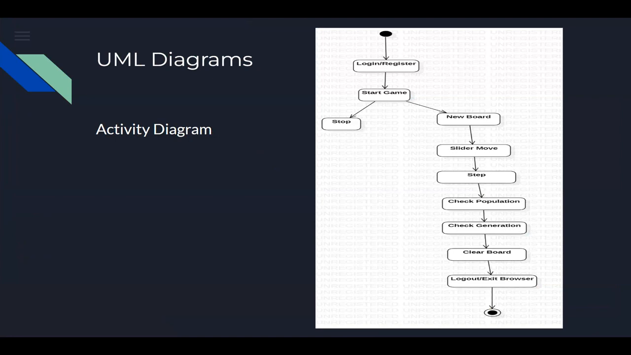We have chosen activity diagrams. Firstly, the user enters the page and can log in and register. Then he can go to start the game. If there is already a game present, he can play on the same one or click on new board. Then he can use the slider to increase the speed of the generation, and there is a button called step for every cell, and we can check the population and generation in the game. In the end we can clear the board. And the final exit is that we can log out or exit the browser.